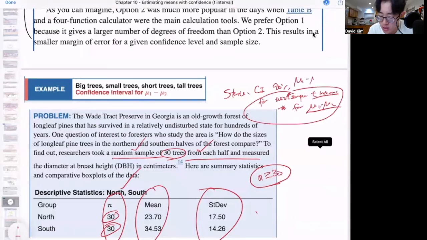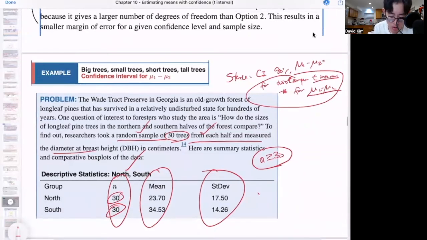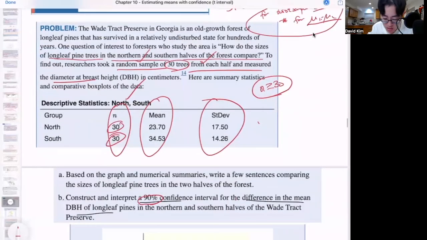And what is mu1 minus mu2 going to represent here? Well, they're going to represent the difference of the diameter at breast height in centimeters. So how the size of longleaf pine trees in the northern and southern halves of the forest compare. And they measure the diameter at breast height. And here are the summary statistics. Basically, you're finding the difference between the sizes of the longleaf pine trees in the northern and southern halves. And so based on the graph and the numerical summaries, write a few sentences comparing the sizes of longleaf pine trees in the two halves of the forest.